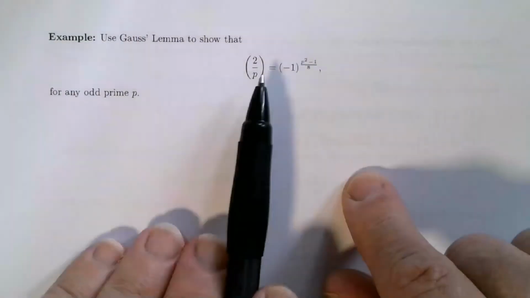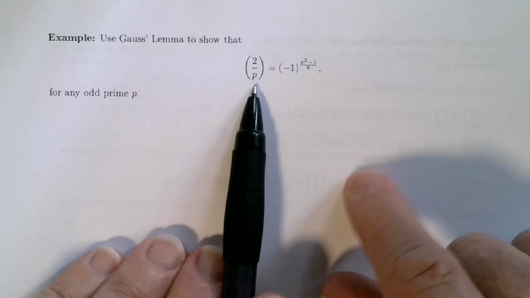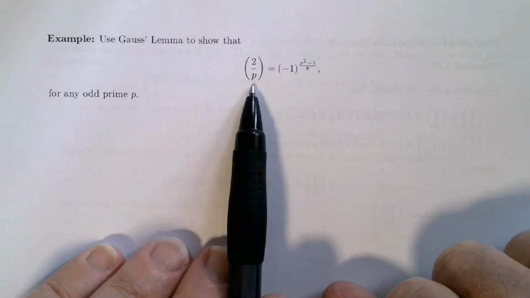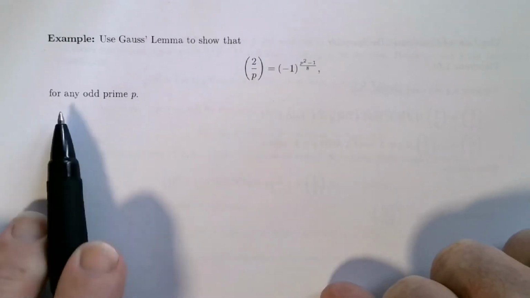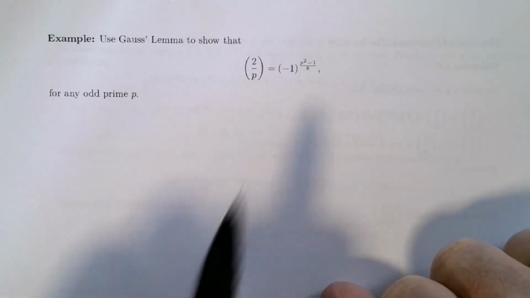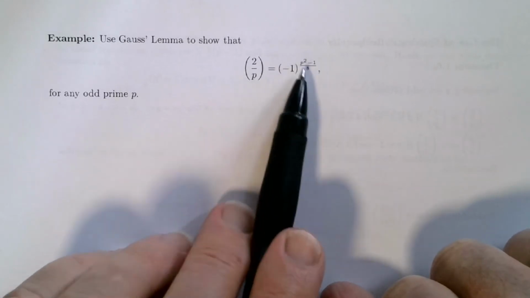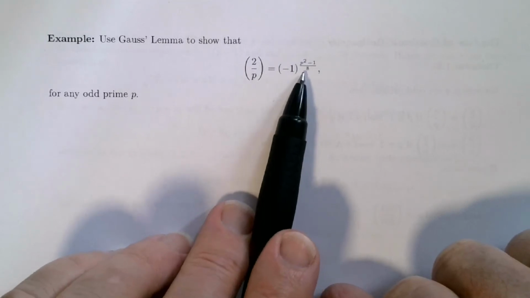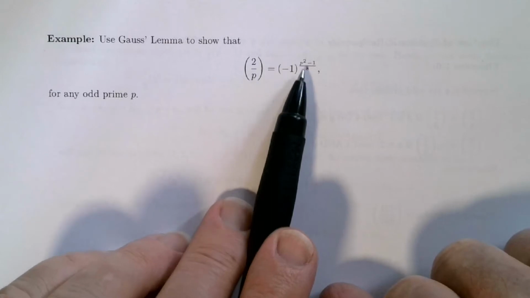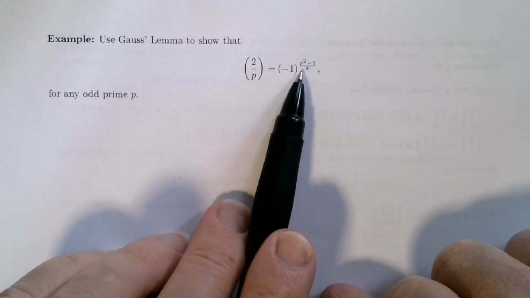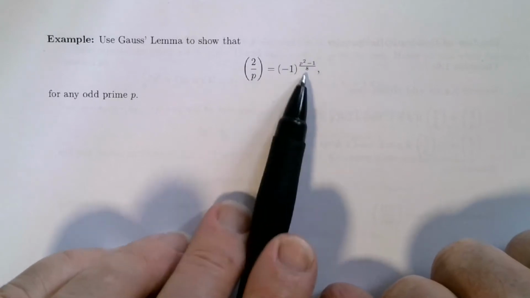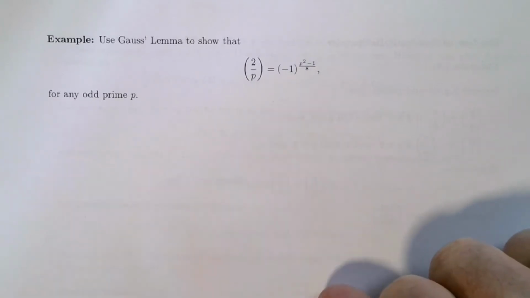So keep that in mind, and we're going to use Gauss's lemma to prove a very important result, and that is: when is 2 a square modulo p? Again, p is taken to be an odd prime, so for any odd prime p, the formula is minus 1 to the (p squared minus 1) over 8. You should convince yourself that (p squared minus 1) over 8 is indeed an integer, because if p is an odd prime, then of p minus 1 and p plus 1, one will be divisible by 4 and the other by 2, so this is clearly going to be a whole number.